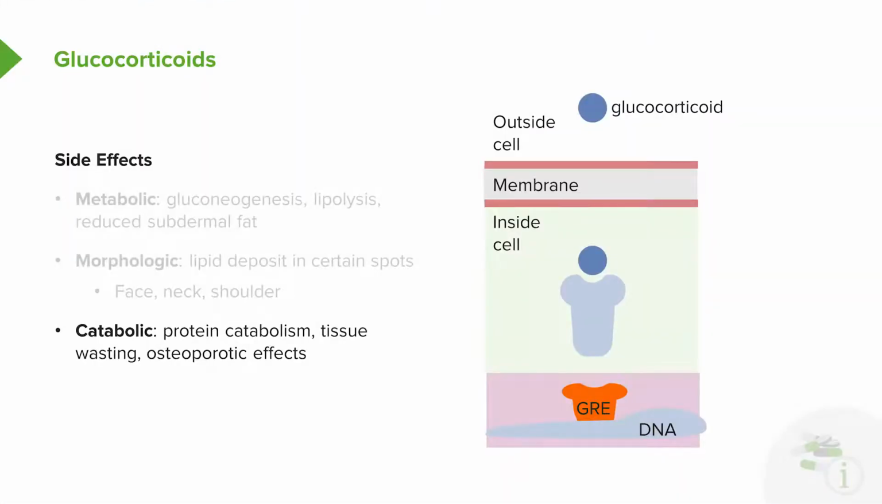There are some catabolic effects as well. Protein catabolism and tissue wasting and osteoporotic effects are all part and parcel of glucocorticoid excess activity. So in other words, patients who are placed on synthetic glucocorticoids can have protein wasting and reduction of muscle mass, and osteoporosis is a major concern, and premature bone fractures is a major concern in people who are taking synthetic glucocorticoids for a long time.